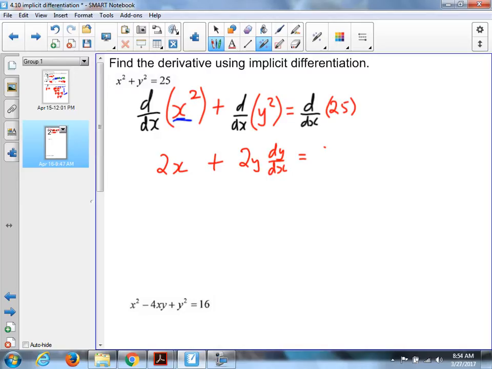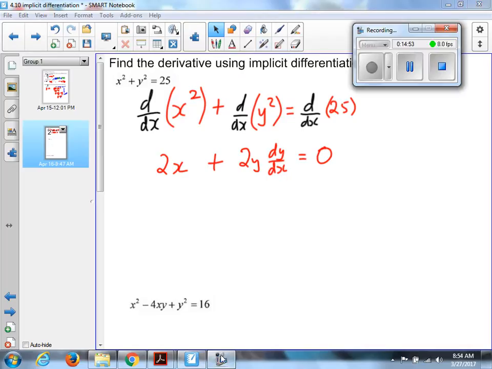What about the right-hand side? 0, it's a constant. No games there. We've got to solve for dy by dx now, and it's okay to have y in your expression. I'll give you guys a second. Okay, so this is just algebra from this point on.